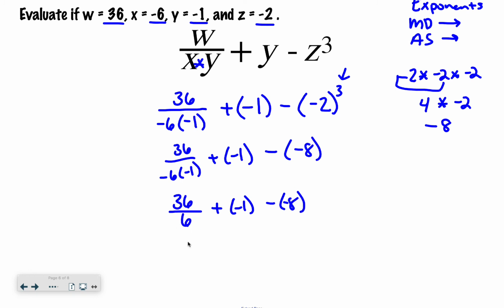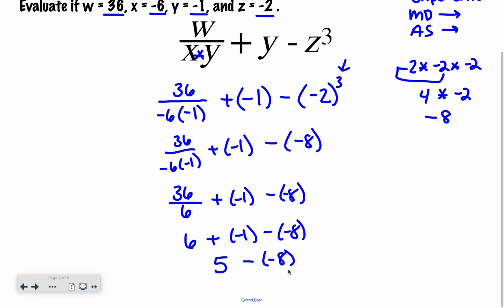Then I do that division again. I say 36 divided by 6 is 6 plus a negative 1 minus a negative 8. And then I just have addition and subtraction left. I go from left to right. So 6 plus a negative 1, that's the same as saying 6 minus 1, or 5 minus a negative 8. And that's the same as saying 5 plus 8, right? Because when you have minus and negative, it becomes plus, and so the answer would be 13.